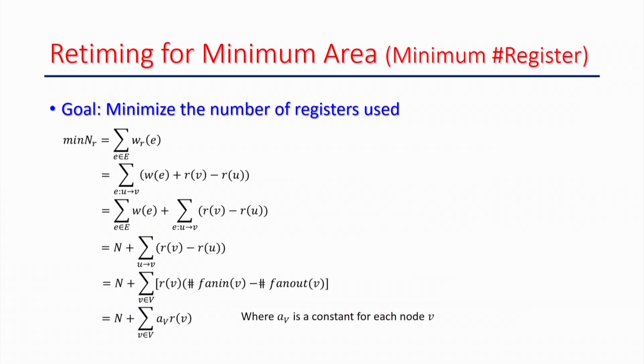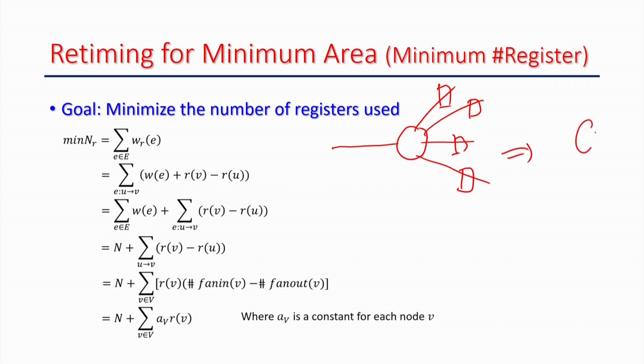Suppose I have an example of this, say I have 4 output registers. So, if I have a register here, the number of registers is 4, and if I do a retiming and just move this register to the input, what will happen? I have only one register. So, the number of registers reduces. So, this is the objective. If you have a number of registers at the fan out, and you move them to the fan in, then the number of registers may reduce, or it may be the other way also.